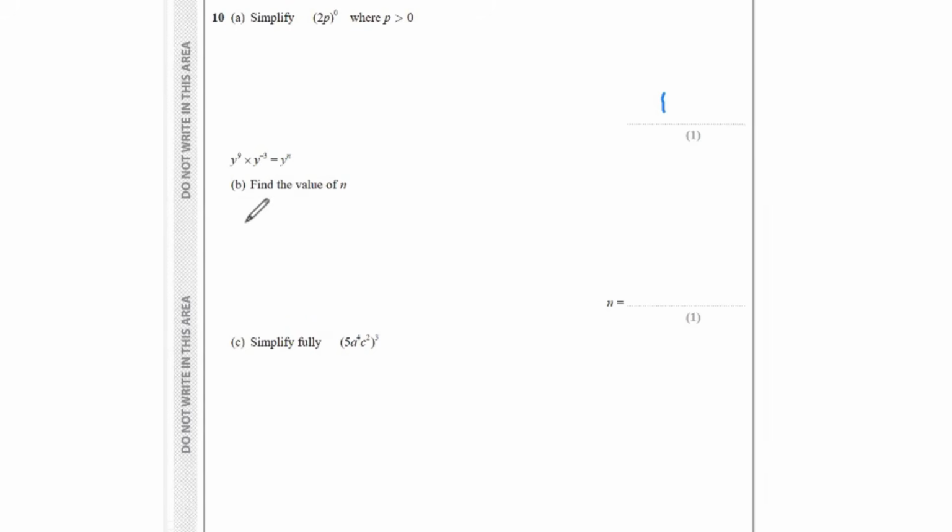Then it says y to the power of 9 times y to the power of negative 3 equals y to the power of n. Find the value of n. Whenever we have similar bases being multiplied, we add the powers. So it's going to be 9 plus negative 3 equals y to the power of n. Y to the power of 6 equals y to the power of n. Since the bases are the same on both sides, that means the powers are also equal. So n is 6.